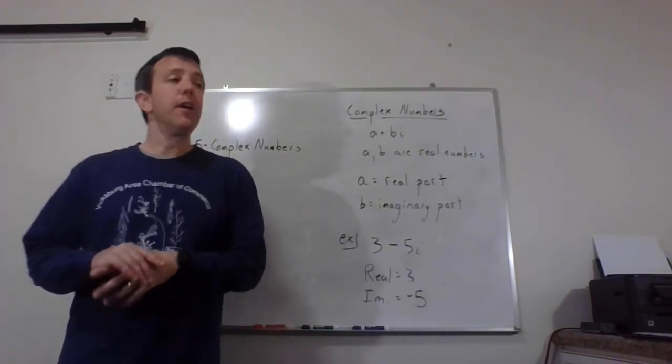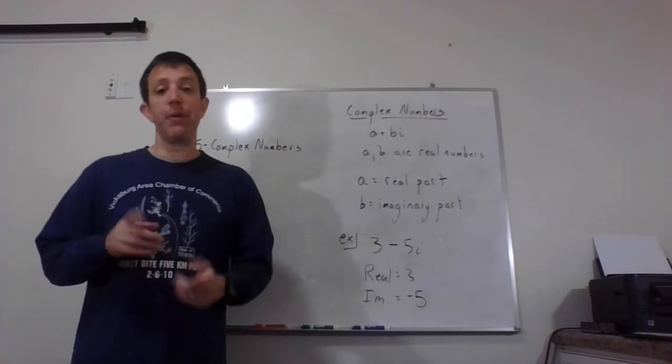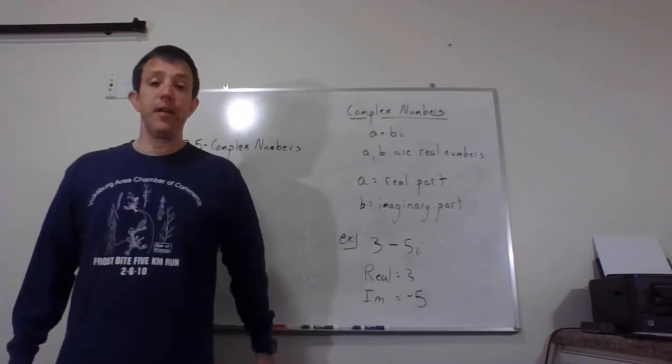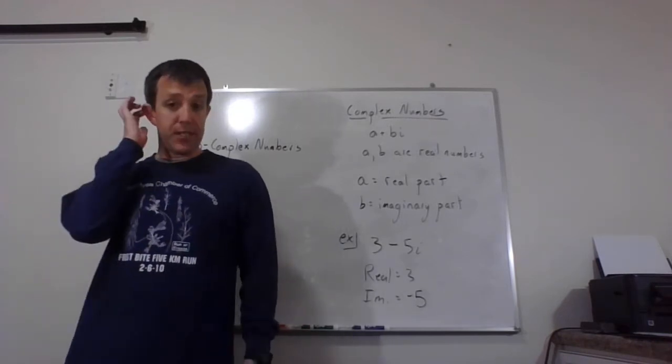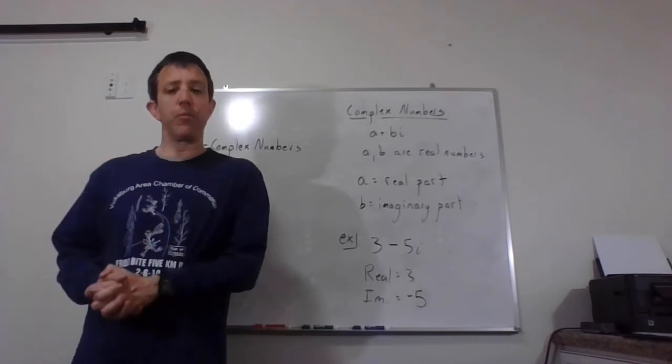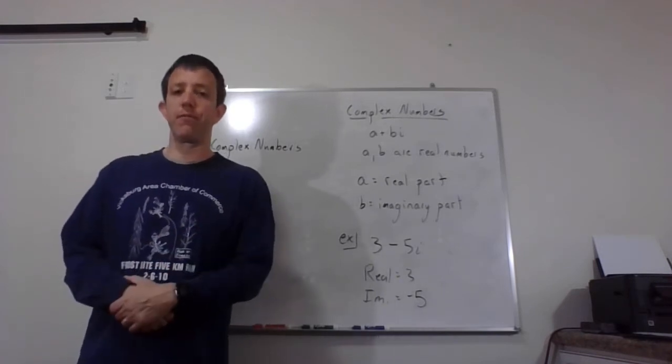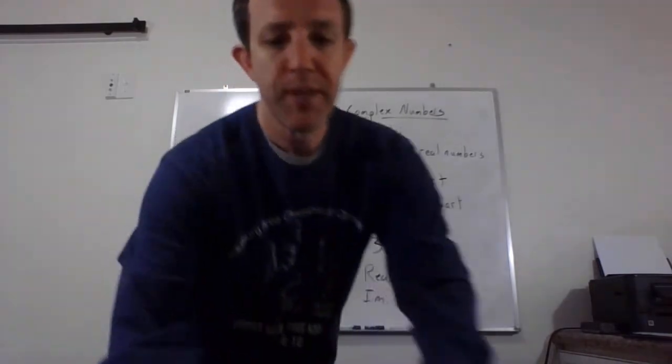It's just -5. All right, so we're going to look next at how we add, subtract, multiply, and divide complex numbers. Some of it's easier than others, but we're going to make it all work, and then we'll take a quick look at roots with complex numbers.